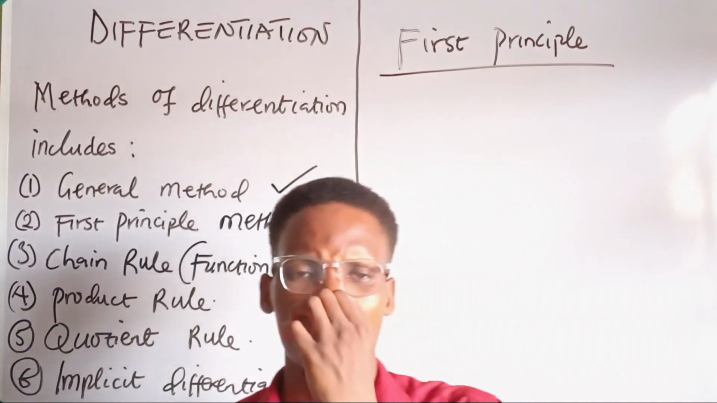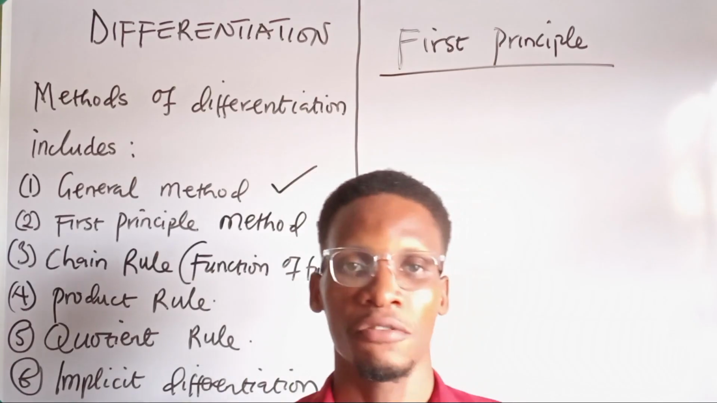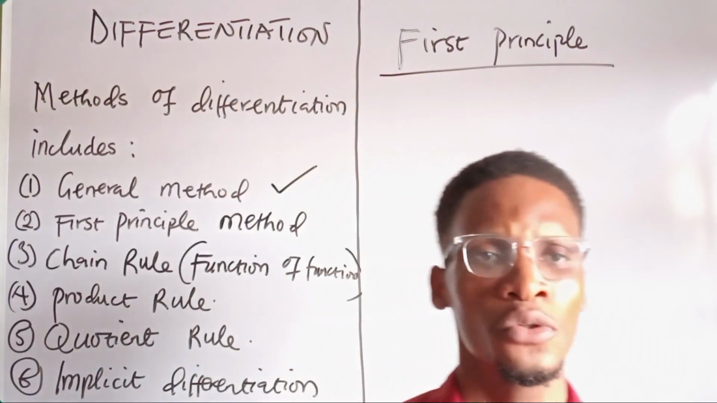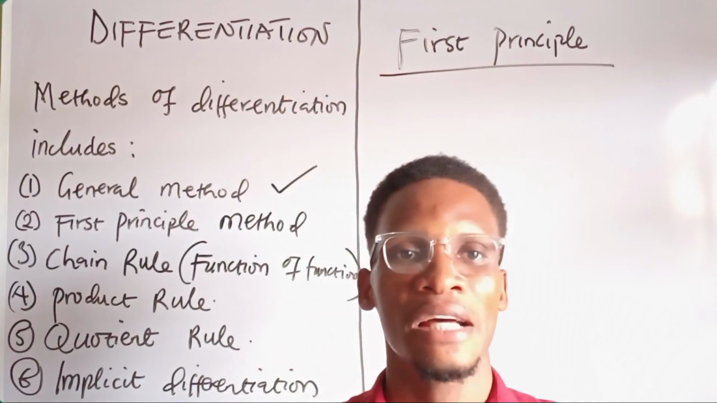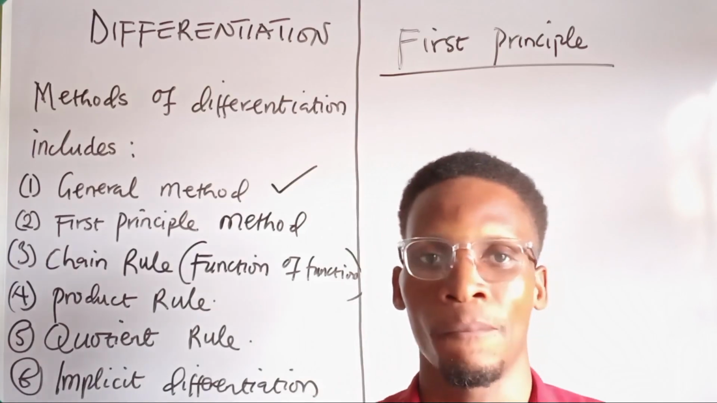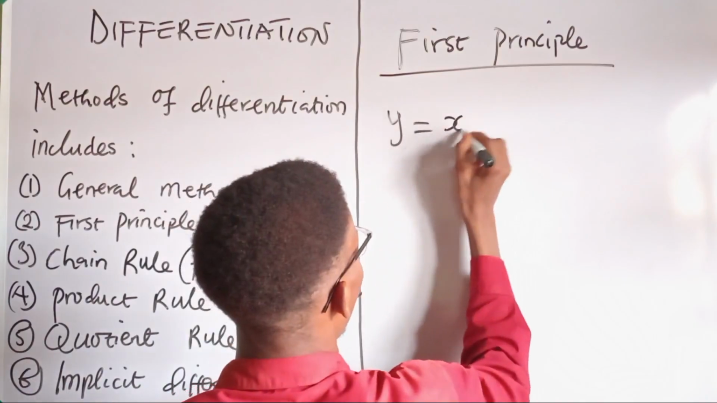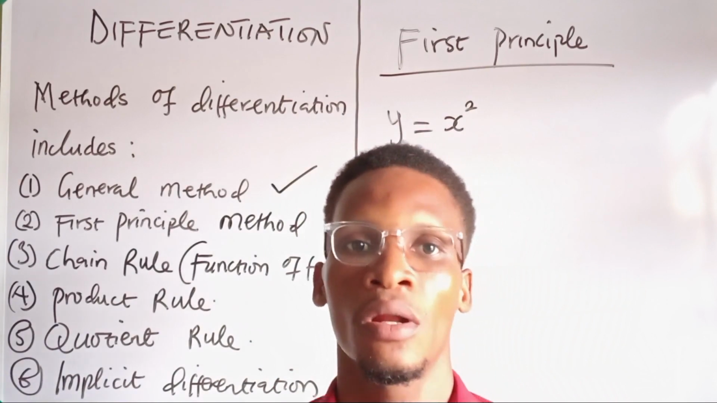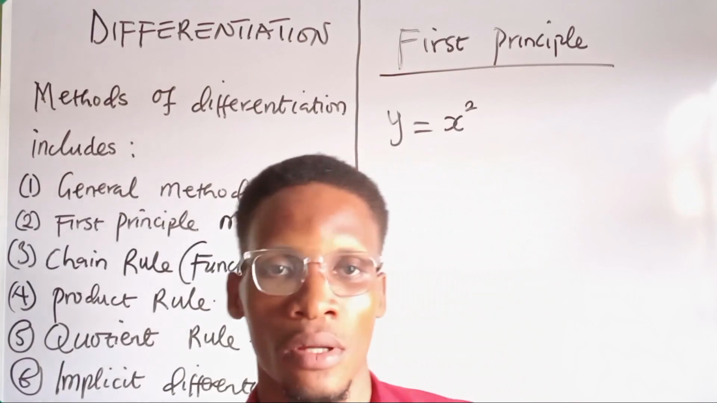First, to validate your answer, it's always advisable that whenever you are instructed to apply the first principle method, you use the general method to know whether the answer you're going to get is the right answer you're expected to get. What do I mean? When you have y equals x squared, you have to differentiate this using the first principle method.